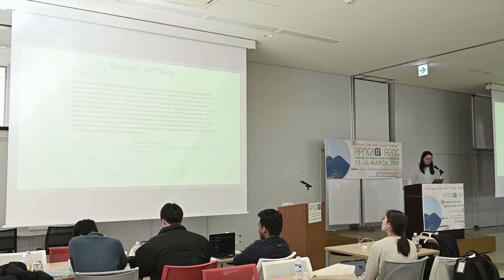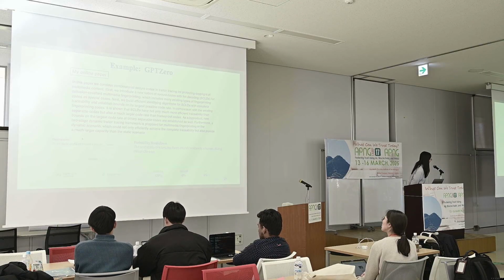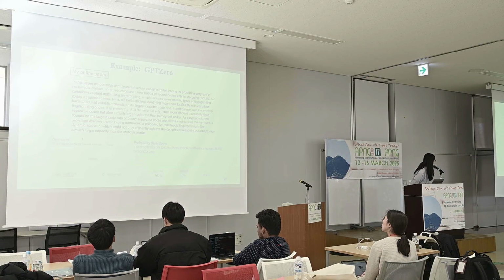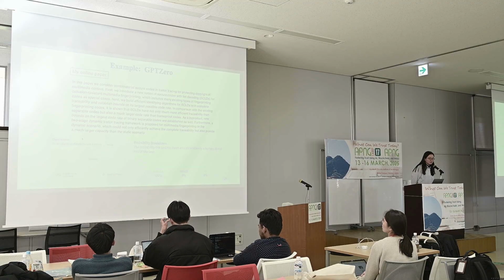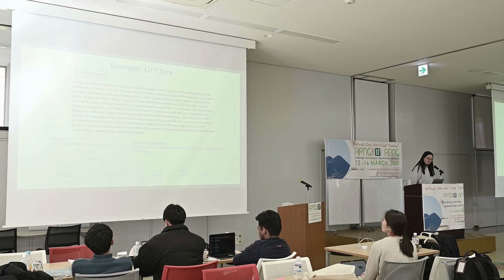Okay. So that is the two ideas used for AI detection, to distinguish between AI-generated and human-written text. Here is one example: GPT-0. I think you can Google GPT-0, and there will be a detector.